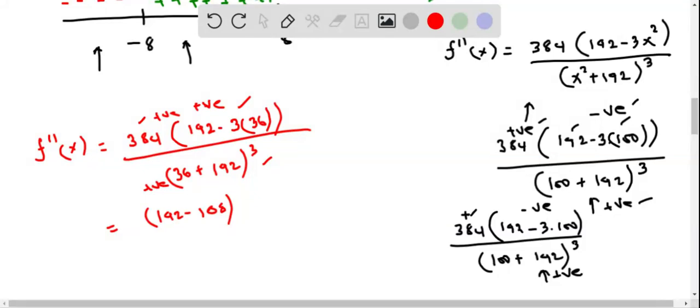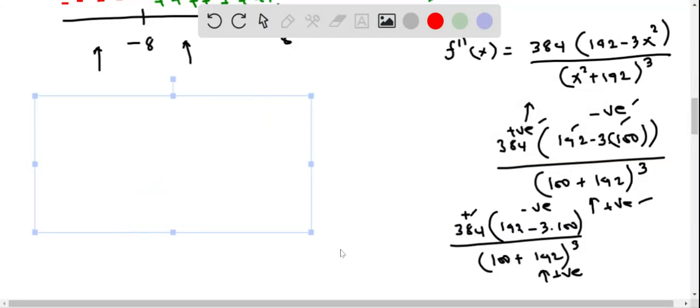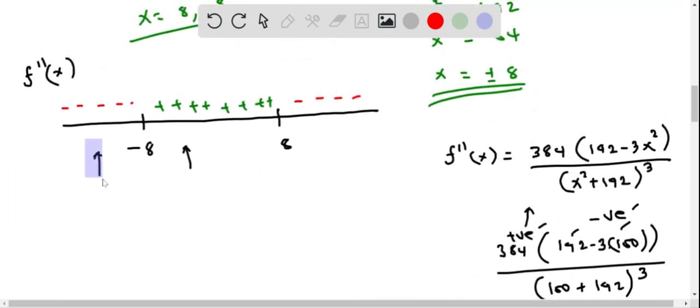Just going to clear this. And now we can see that at x equal to negative 8 and x equal to 8, it's a point of inflection, because whenever the second derivative is negative, we say that it is concave down. So it's going to look like this, concave down. Can draw it like this.